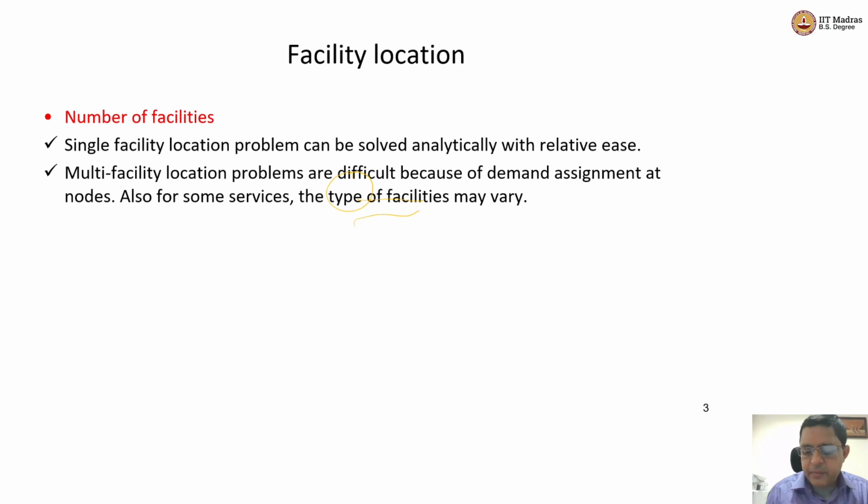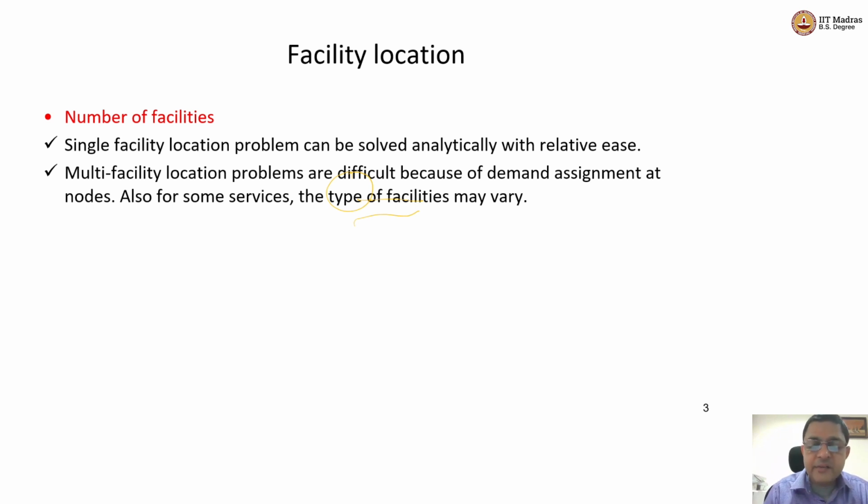So, this is the second dimension, right? Number of facilities matters in a facility location problem. The third thing that matters is who is actually solving the problem, right? For example, if a private entity is trying to solve the problem, now their objective may be profit maximization.